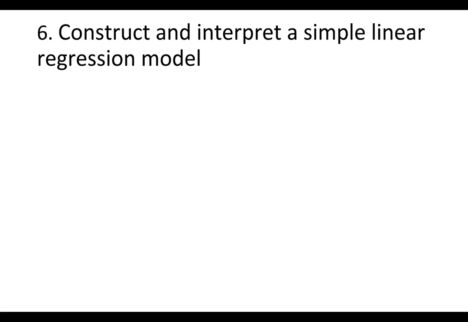Our sixth learning objective is to construct and interpret a simple linear regression model. In this course, we'll be using Minitab Express to construct simple linear regression models, and we'll really be emphasizing that in Lesson 12. The interpretation aspect is most important here. In this course, we'll be learning only about simple linear regression. The simple part is that we have only one explanatory variable and one response variable.